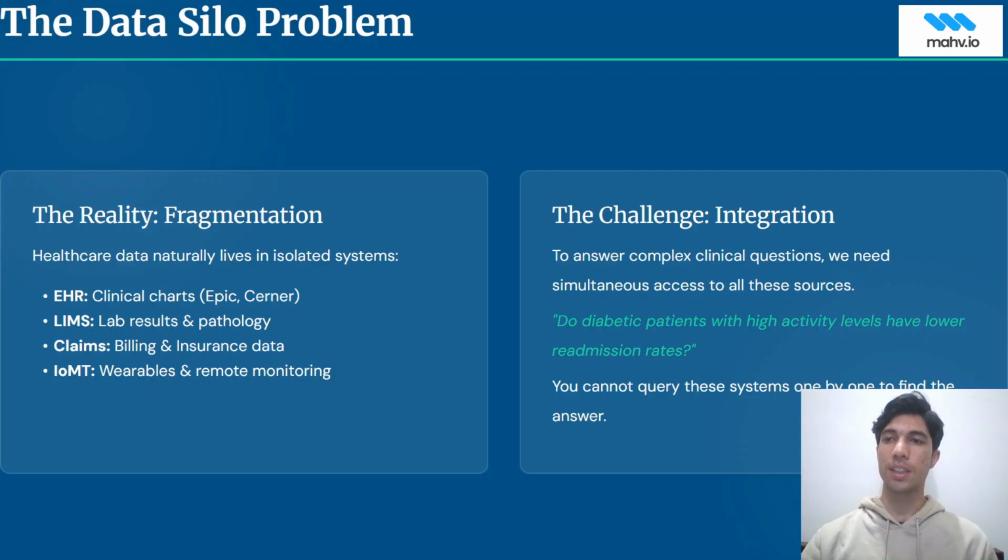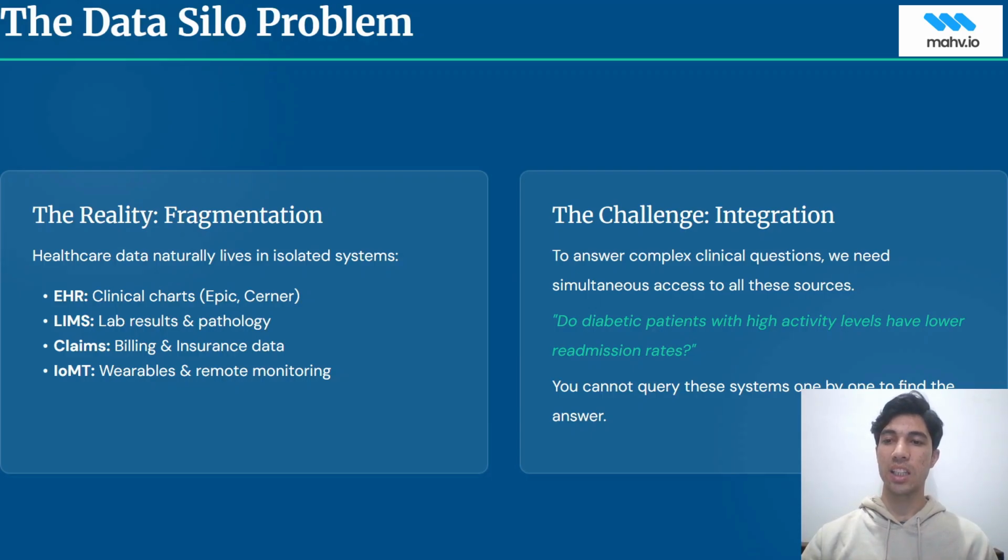The problem that we are facing is referred to as the data silo problem. And what is it? It's basically fragmentation: healthcare data naturally lives in isolated systems. Healthcare data is divided into different systems and does not live in a single system. For example, clinical charts live in electronic health records. Then there are lab results and pathology. They live in laboratory information management systems.